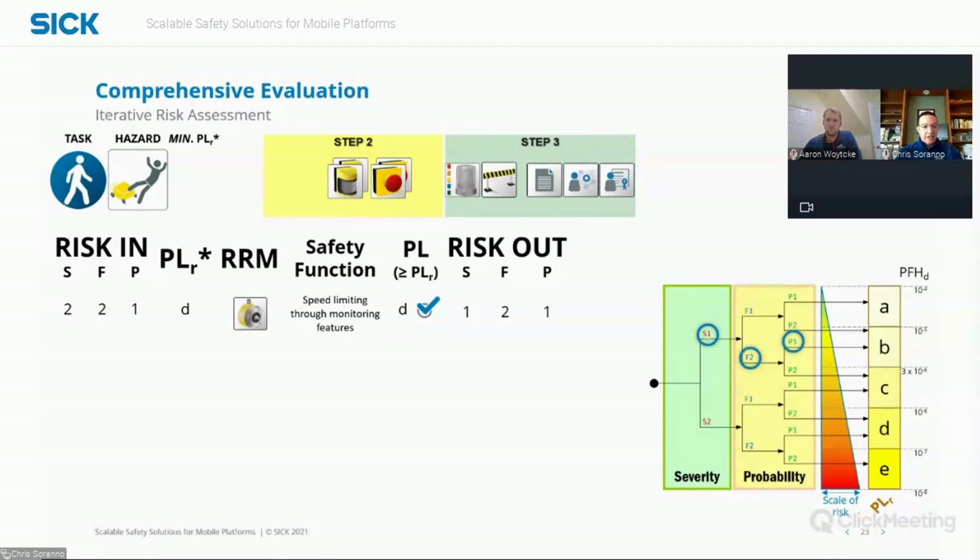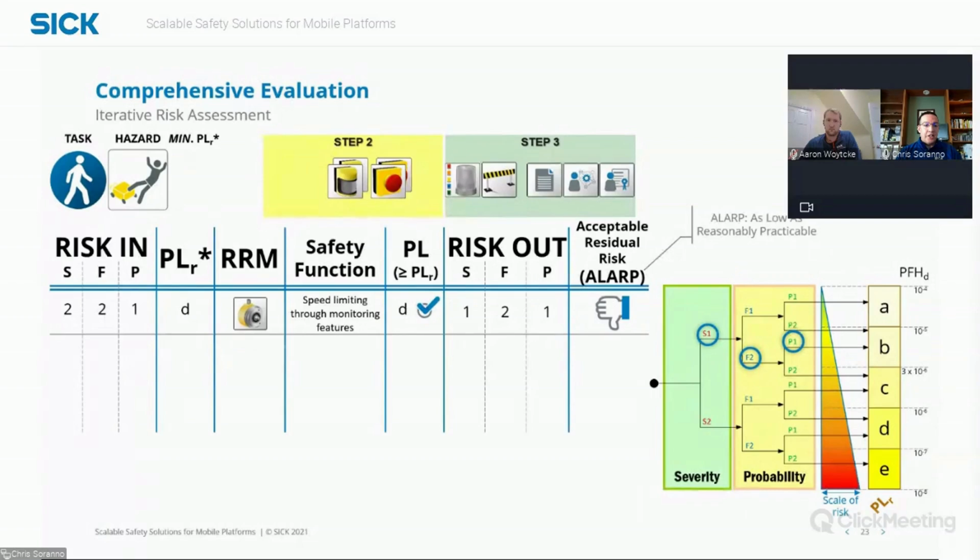The risk out here, we've reduced the severity because we now are monitoring and limiting the speed of the platform. The frequency of the exposure hasn't changed. The probability of occurrence hasn't changed. So we need to determine, is this as low as reasonably practicable? Is this acceptable residual risk? It's probably not. So this means we need to start iterating.